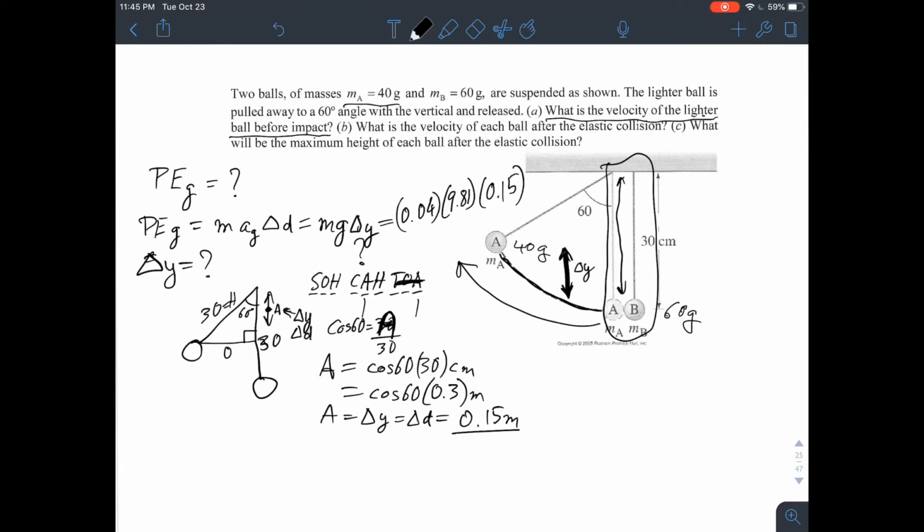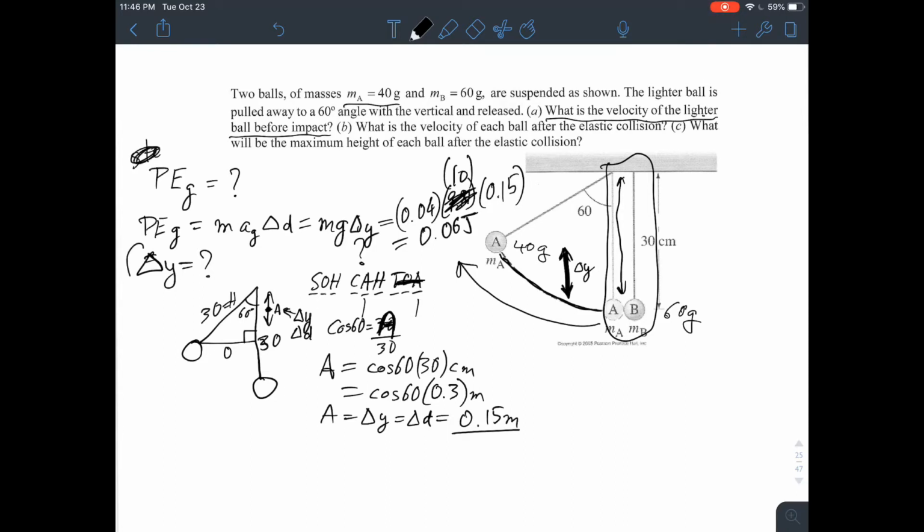Great. So now we know the potential energy. Or if you don't want to do this, you can just use 10 if you want to use nice round numbers, and you'll end up with 0.06 joules as your potential energy. So when you lifted the ball to the side, this is how much energy you gave it. Now it's potential energy, and you release the ball, and just before collision, it's going to have a certain kinetic energy.